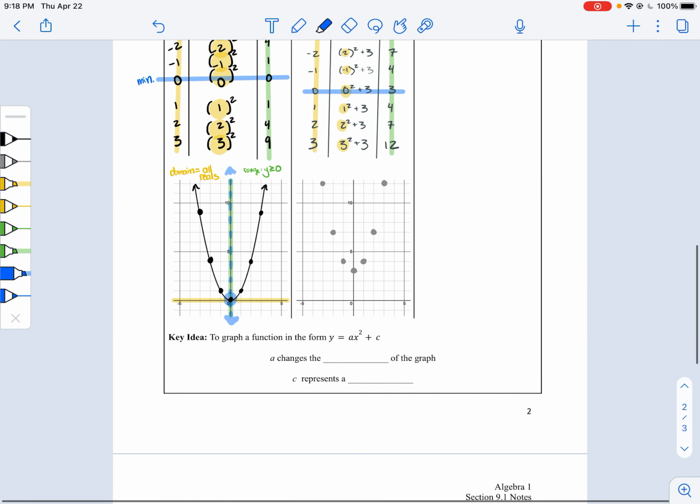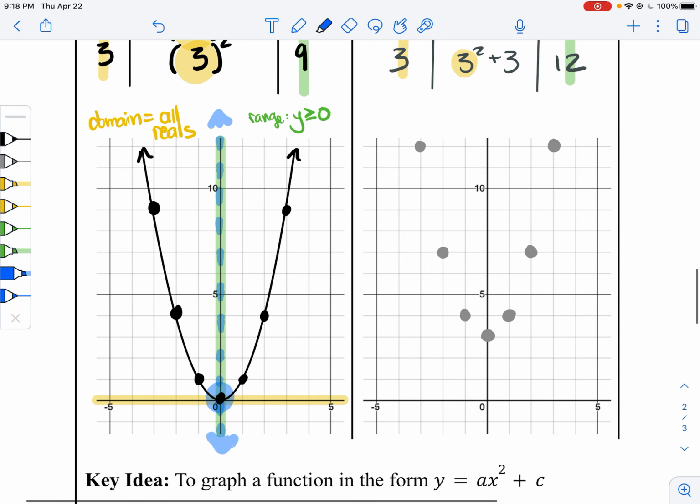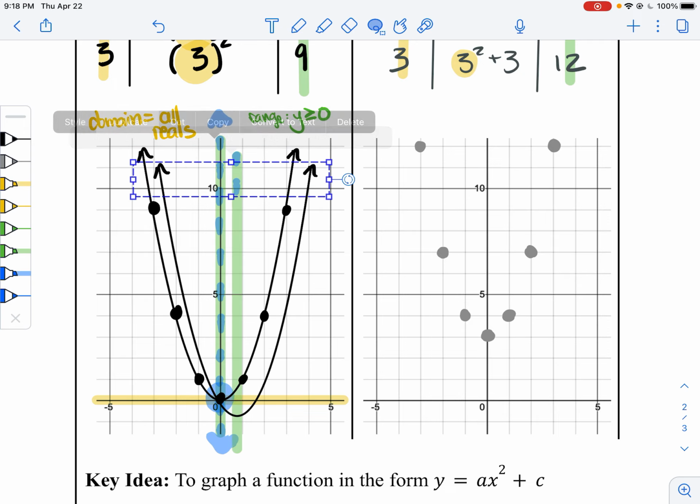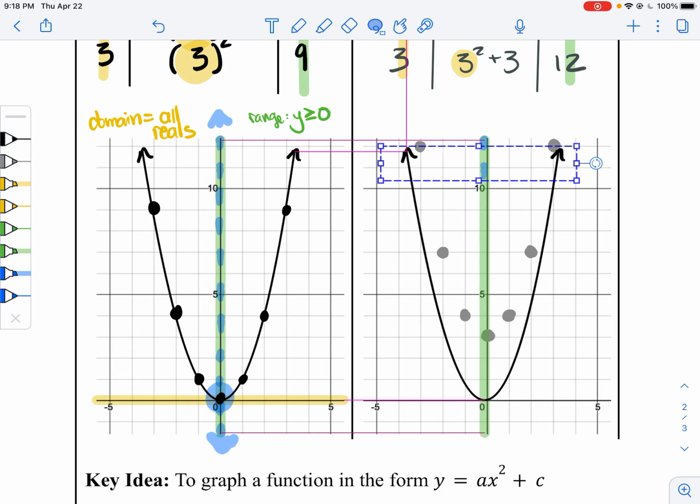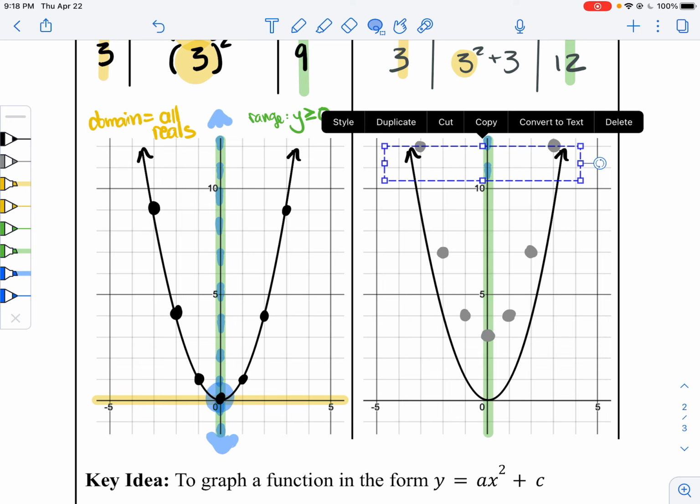So look at the points. It is the exact same shape we have here. If we took our original guy, don't mind my highlighting awkwardness.